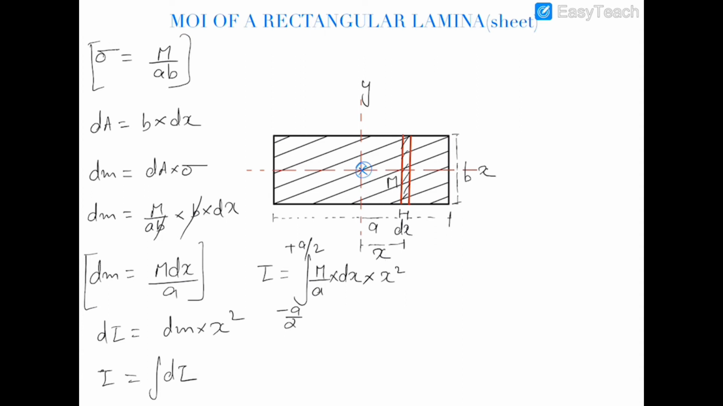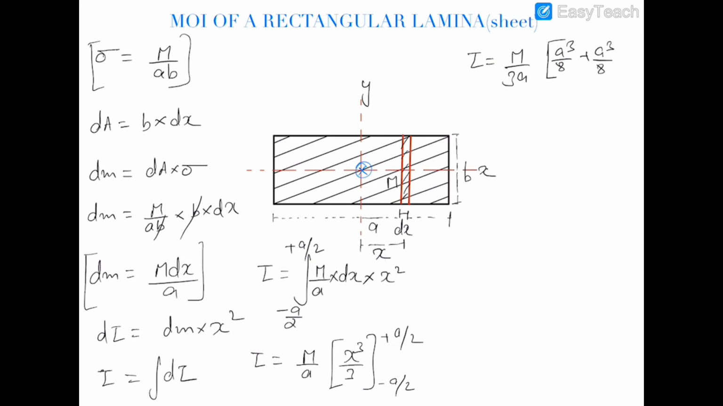Therefore the limit would be from minus a by 2 to plus a by 2, and this is M upon a, and the integration would be x cubed by 3. The limit is minus a by 2 to plus a by 2, and therefore I will be equal to M by 3a into a cube by 8 plus a cube by 8. So I would be equal to Ma squared divided by 12. This is the moment of inertia of this sheet about the y-axis.